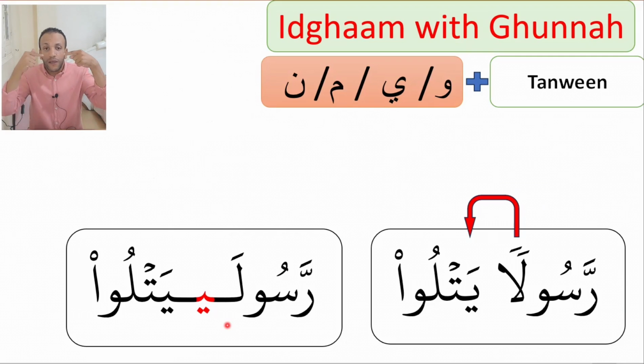So رسولا يتلو, and not رسولا يتلو. What not lots of people do, but what some do, is make idgham correctly. They are not saying رسولا يتلو. They are saying رسولا يتلو, but they forget about the nasal sound. You need to push some air here in the nose, because it is idgham with Ghunnah.